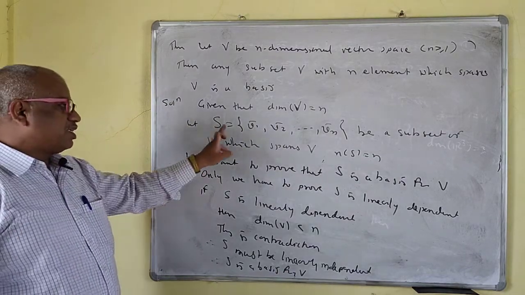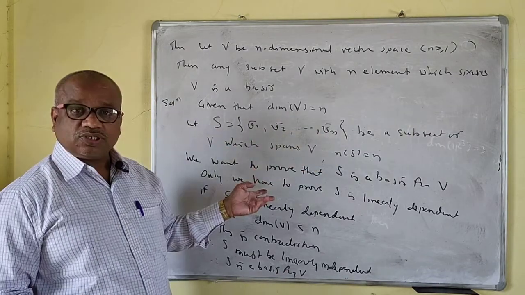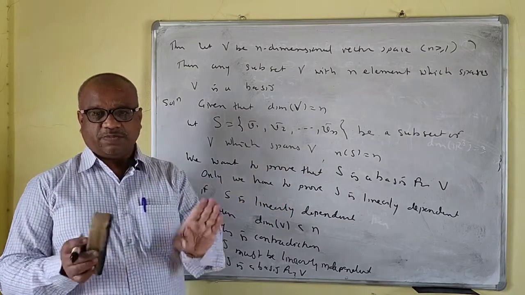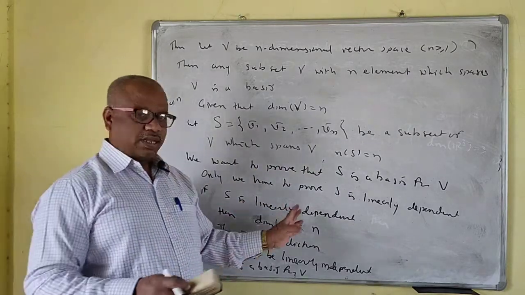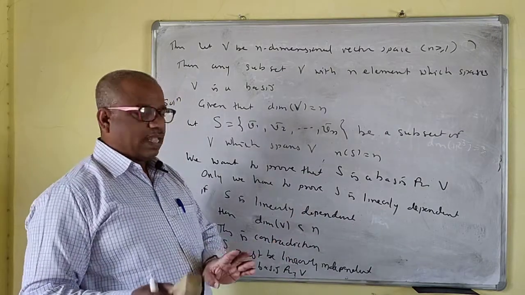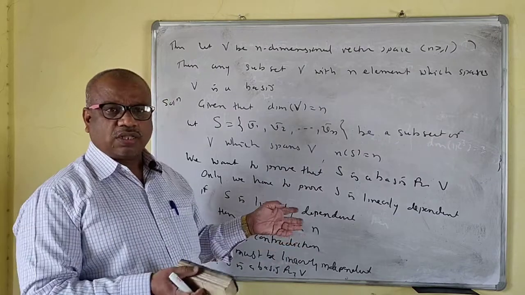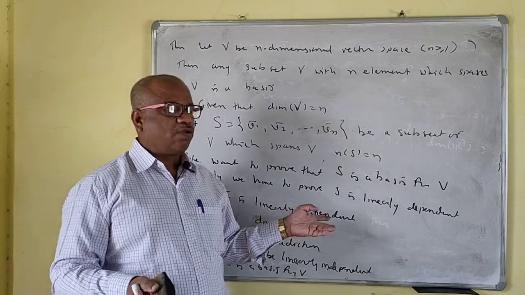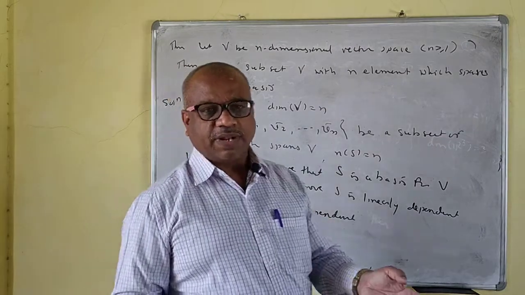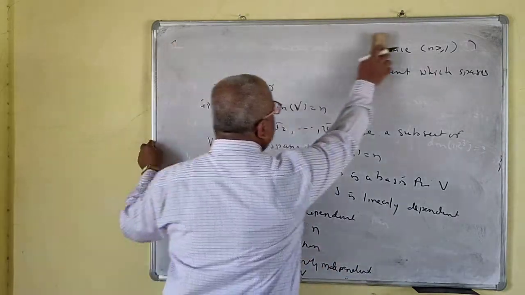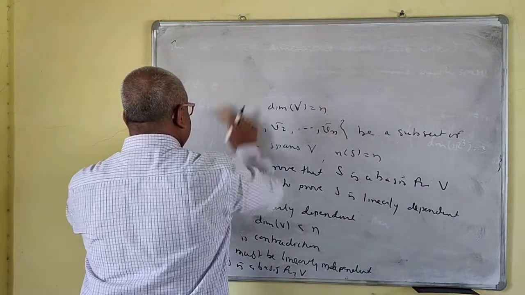That means if S contains n vectors and you know the dimension of the vector space, then we only have to prove that either S is linearly independent or S spans V. But if S spans V is complicated, then use linear independence. For linear independence, you just solve the homogeneous system and check whether the rank of the matrix is the same as the number of unknowns or number of vectors. Okay, so now we will do one problem on it.